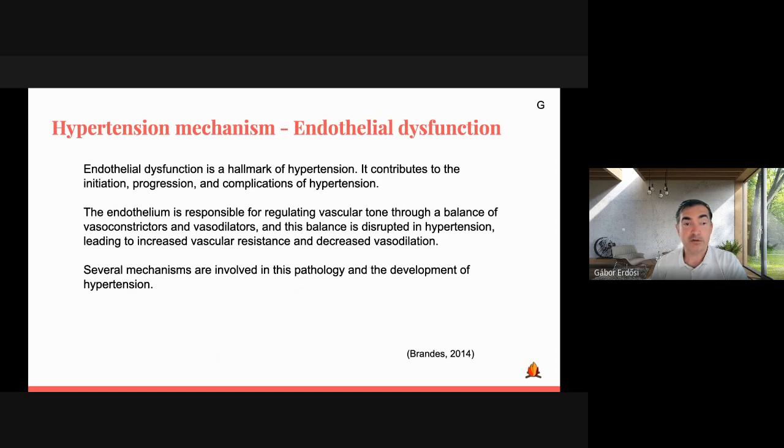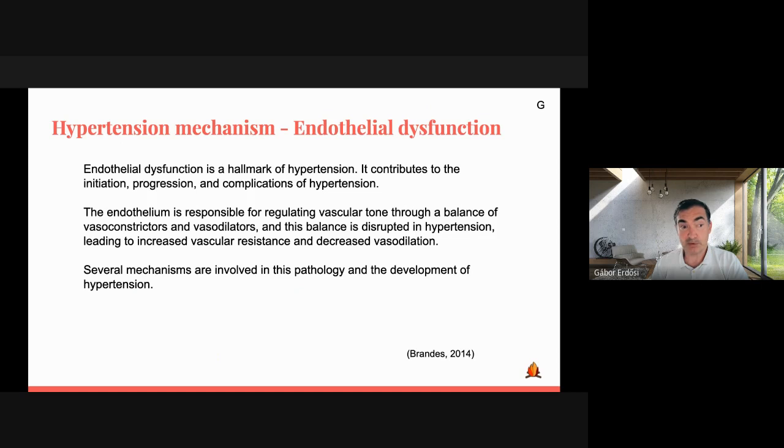Endothelial dysfunction, sometimes also called endothelial insulin resistance, is a hallmark of hypertension because the endothelium, the vascular endothelium, plays a very important role in blood pressure regulation. It contributes basically to all parts of hypertension development: the initiation, progression, and also the complications.